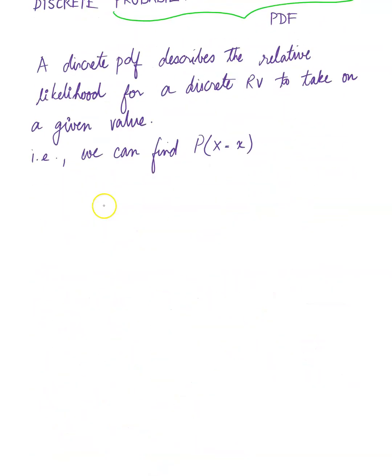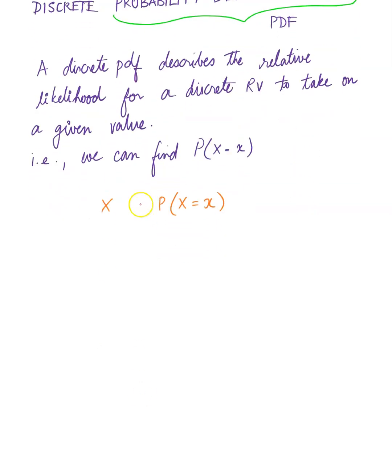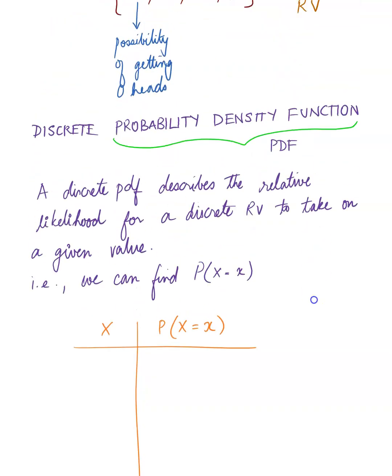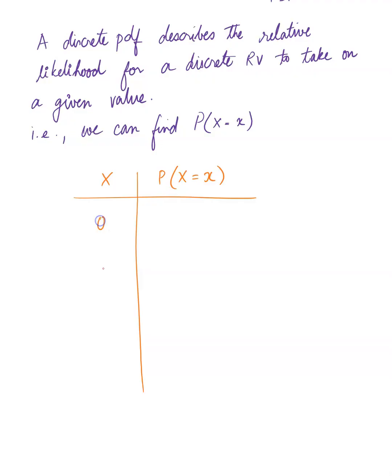So I have the x column and the p of x column. Capital X is the random variable, and the values it takes are the small x. Of course, p of x is the probability associated with the random variable. So I have 0, 1, 2, and 3. I have to build the p of x column.